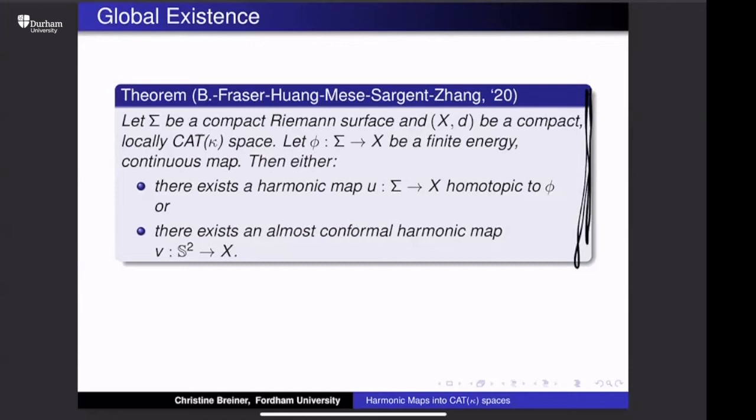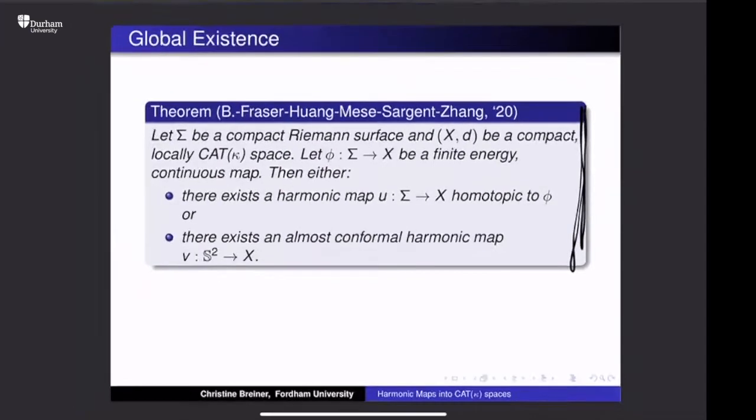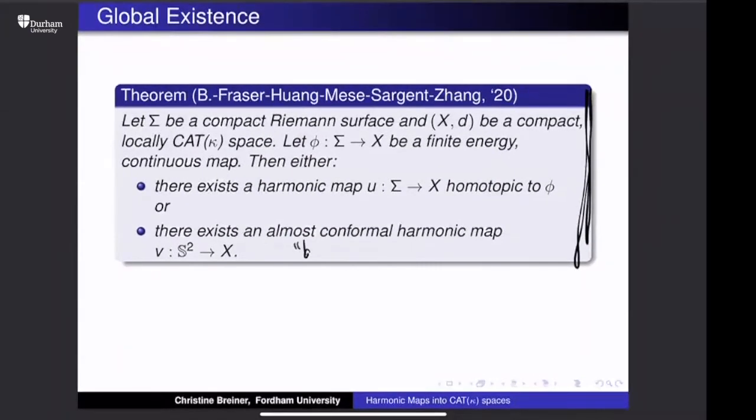So we start with a compact Riemann surface, and we have a compact locally CAT(kappa) space. So here we don't have any extra condition of the target being a surface. We just have a compact locally CAT(kappa) space. So if you have a finite energy continuous map, finite energy in the Korevaar-Schoen sense, then there's a dichotomy. So either there's a harmonic map that's homotopic to your starting map, or there's an almost conformal harmonic map from the two sphere. And this is commonly called a bubble, this V in the literature.